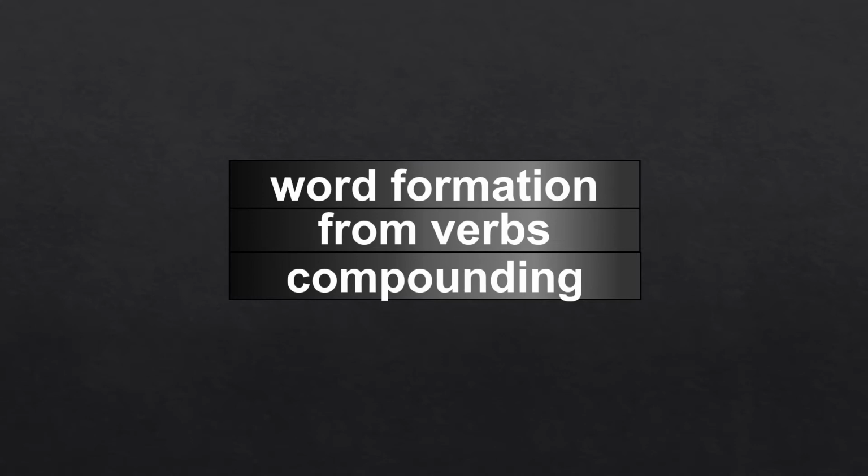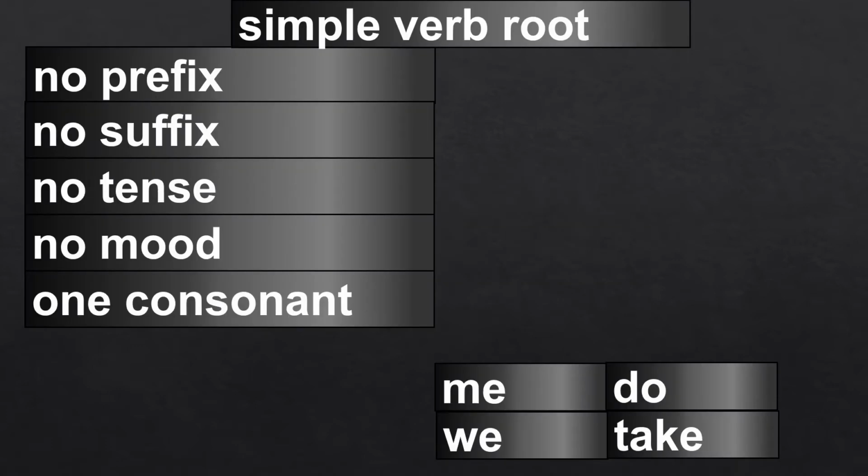Word formation from verbs. In this lesson, we're going to look at how we compound verbs to form new verbs. Before we do that, we need to understand what a simple verb root is. A simple verb root is a verb with no prefix, no suffix, no tense, no mood, only one consonant. For example, the verb me, which is do, and the verb we, which is take.